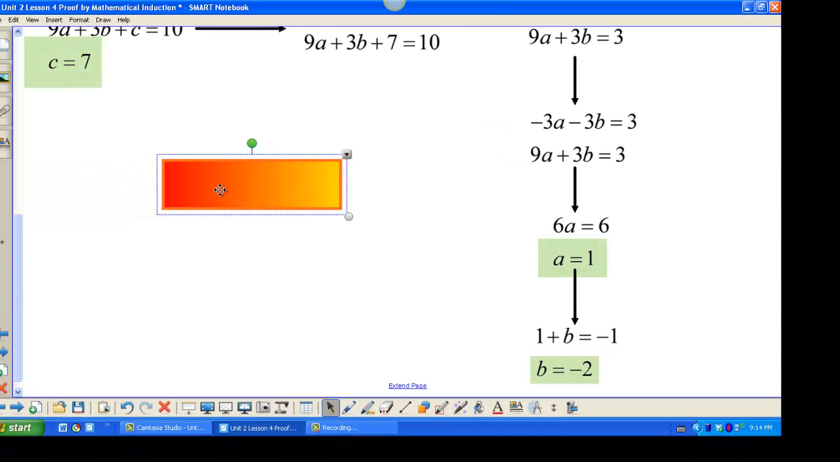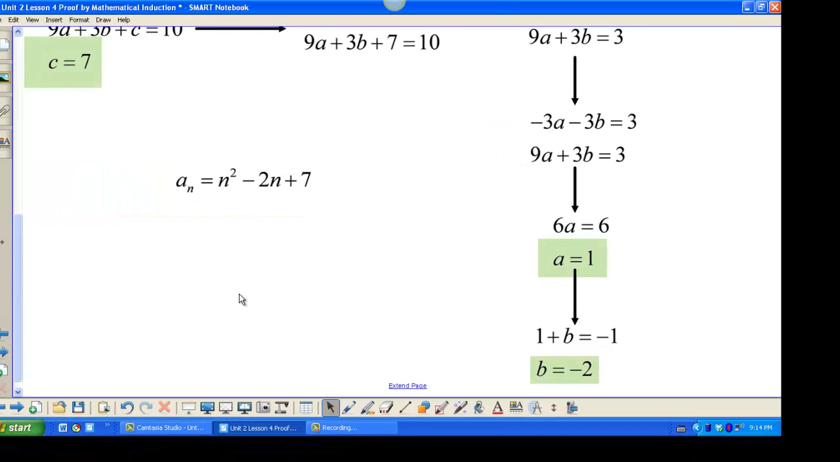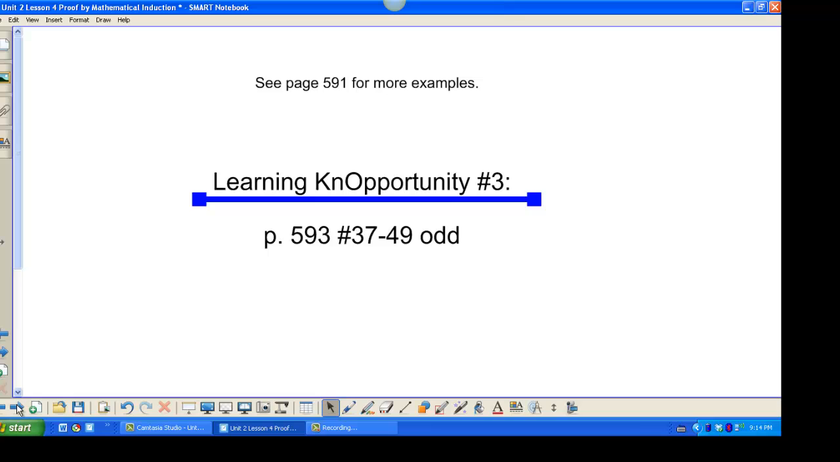So when I put this all together, where a is 1, b is negative 2, and c equals 7, and I put that into the general form of a quadratic, my final general formula of a sub n is equal to n squared minus 2n plus 7 when I have a quadratic model with the given information.